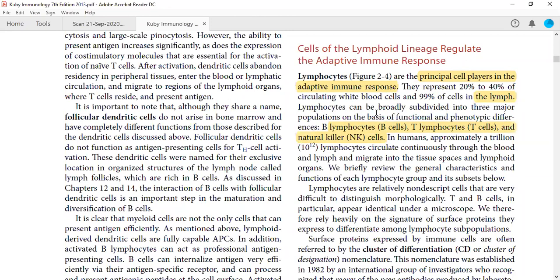Already told. Humans have approximately a trillion, that is 10 to the power 12, lymphocytes. So these B cells, T cells, and natural killer cells, 10 to the power 12 of them, are present in our circulation in a normal human, circulating continuously throughout the blood and lymph, migrating into the tissue spaces and lymphoid organs. So in a human, you may have 10 to the power 12 lymphocytes on average.